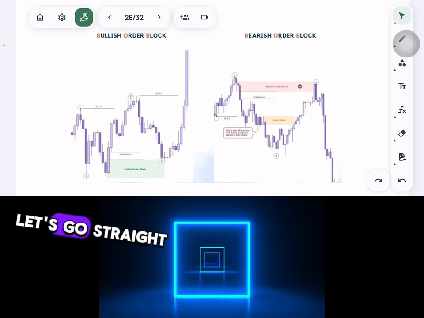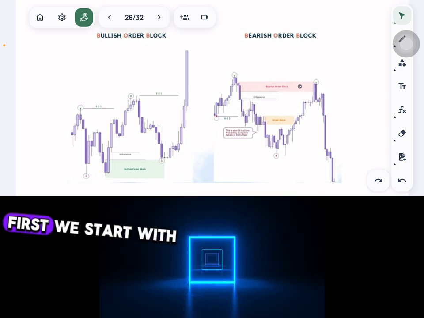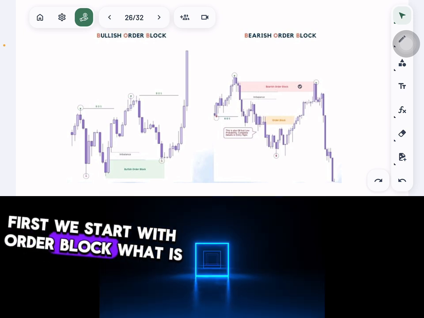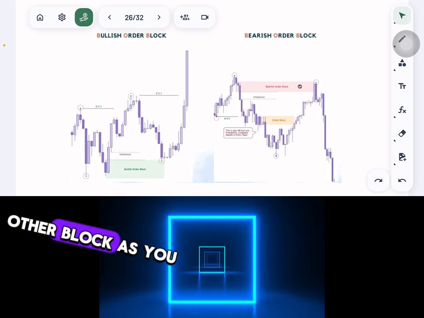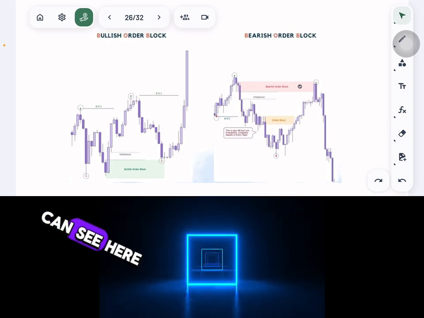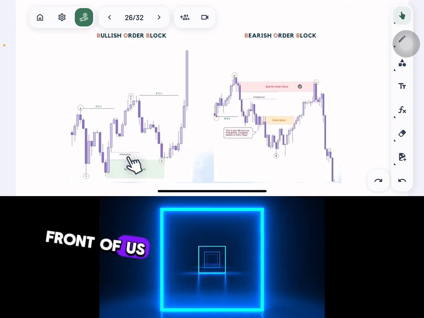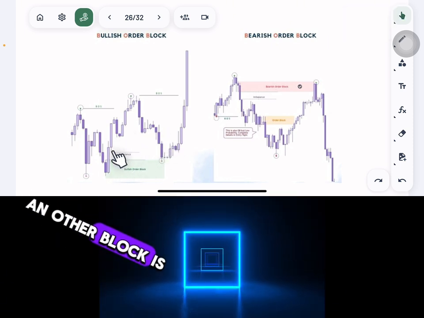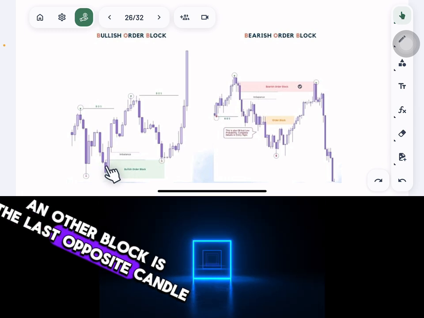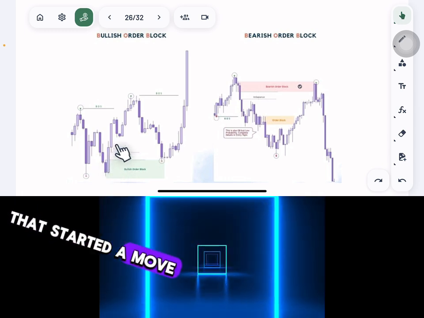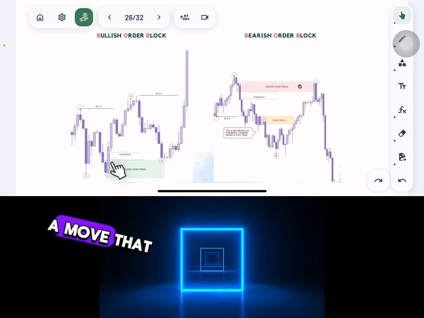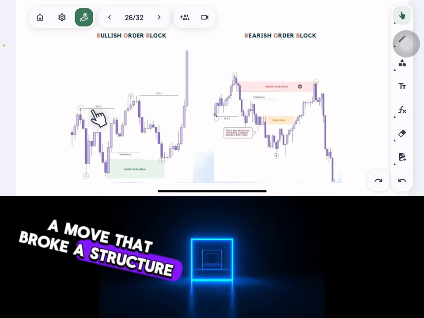Okay, so let's go straight to business. First, we start with order block. What is order block? As you can see here on the picture we have in front of us, an order block is the last opposite candle that started a move. Is the opposite candle that started a move that broke a structure.